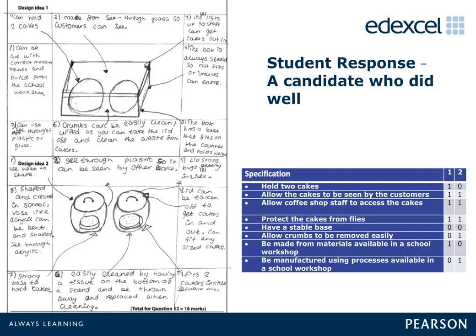This example is another good response which scores 10 marks in total. This candidate has adopted a useful technique whereby they mark up 8 boxes around their design in the middle. In each box, they make a specific reference to each of the 8 individual specification points. Both solutions show 2 cakes being held side by side, so a mark is awarded for idea 1, but not for idea 2, as it is a repeat.